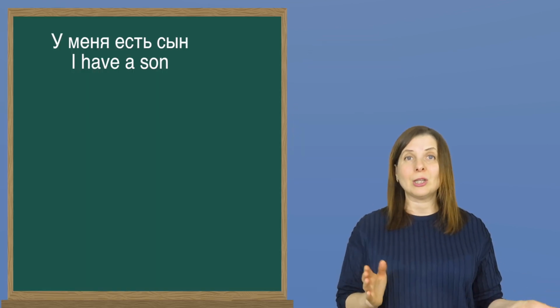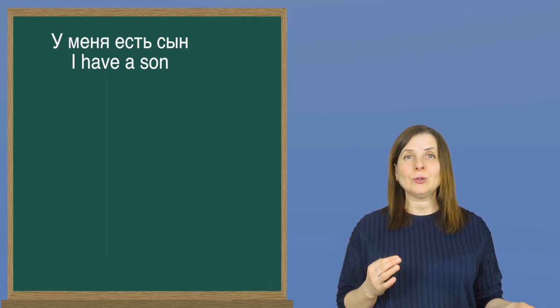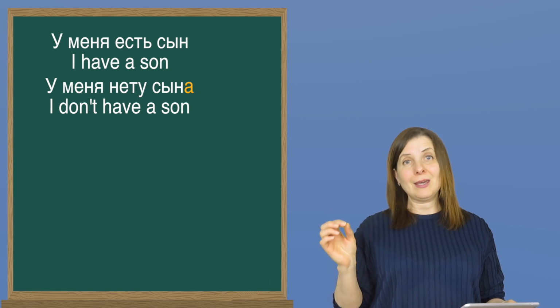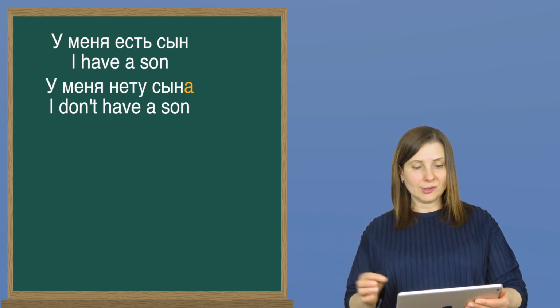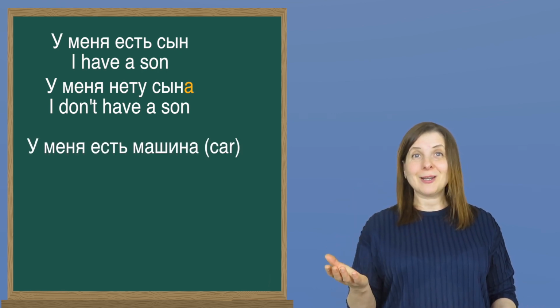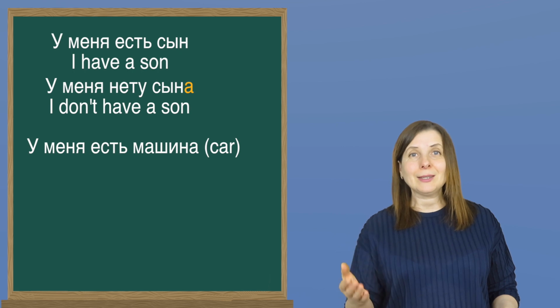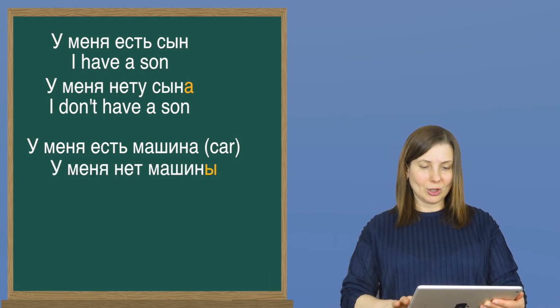If I have a son, у меня есть сын. We already learned this. How to say I don't have a son? У меня нету сына. Here we need genitive. У меня есть сын, opposite у меня нету сына. У меня есть машина. If we don't have a car, we say у меня нет машины.